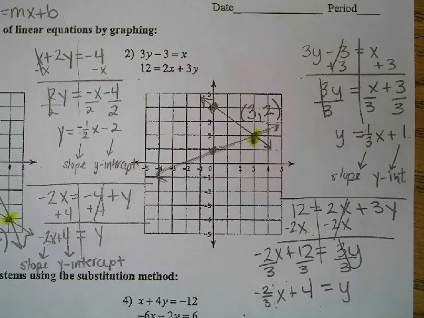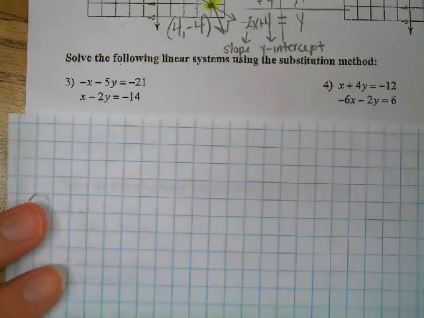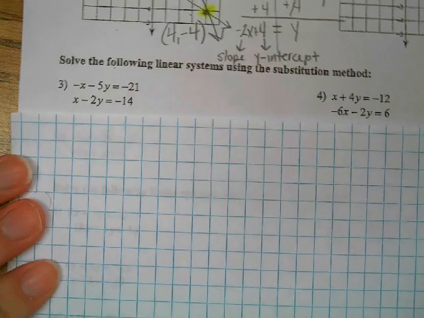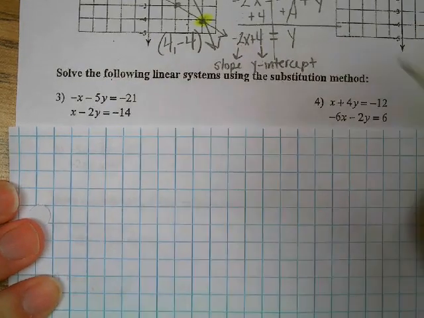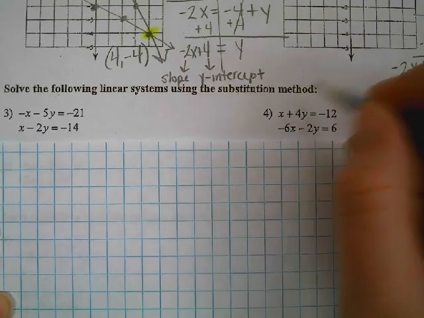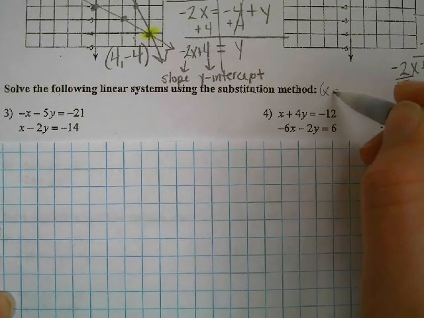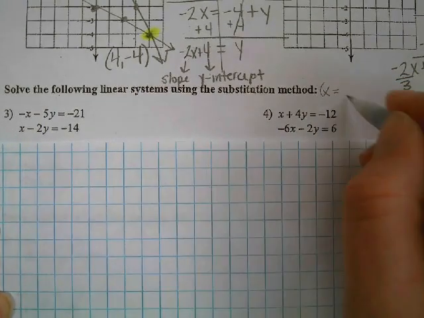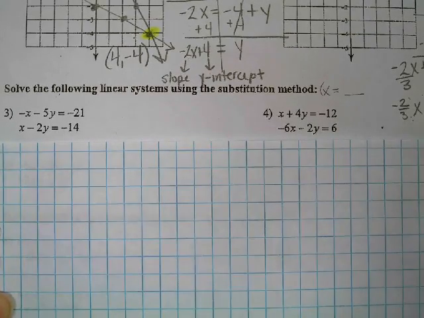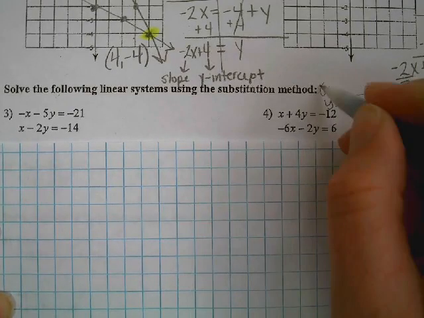The next section is using the substitution method, and since there is not enough room, I am going to put all of my work on a separate sheet of paper. So using the substitution method, you have to either isolate the x variable, so get x equals something, or you have to isolate the y variable. So you want y equals something.